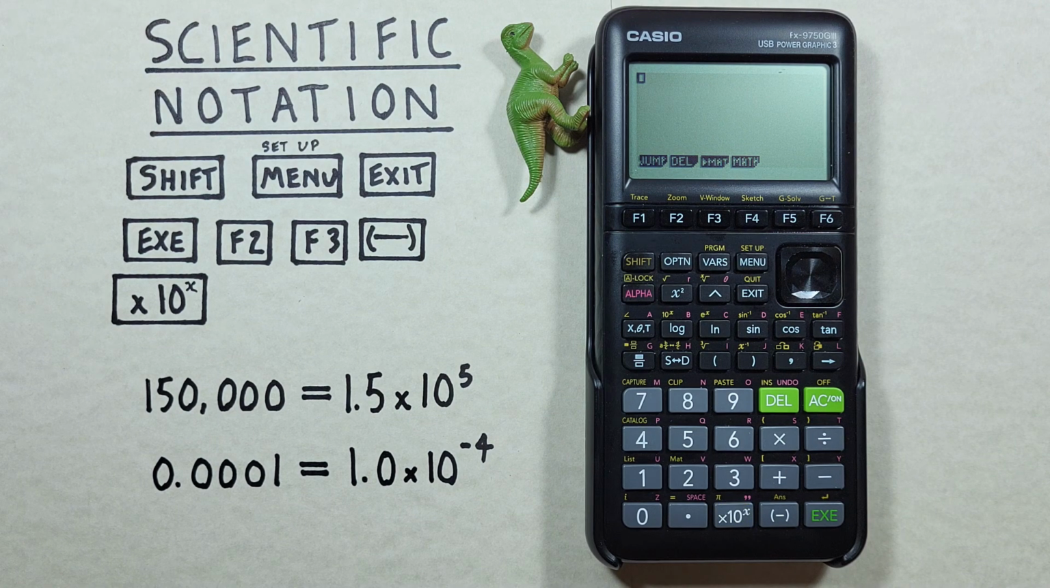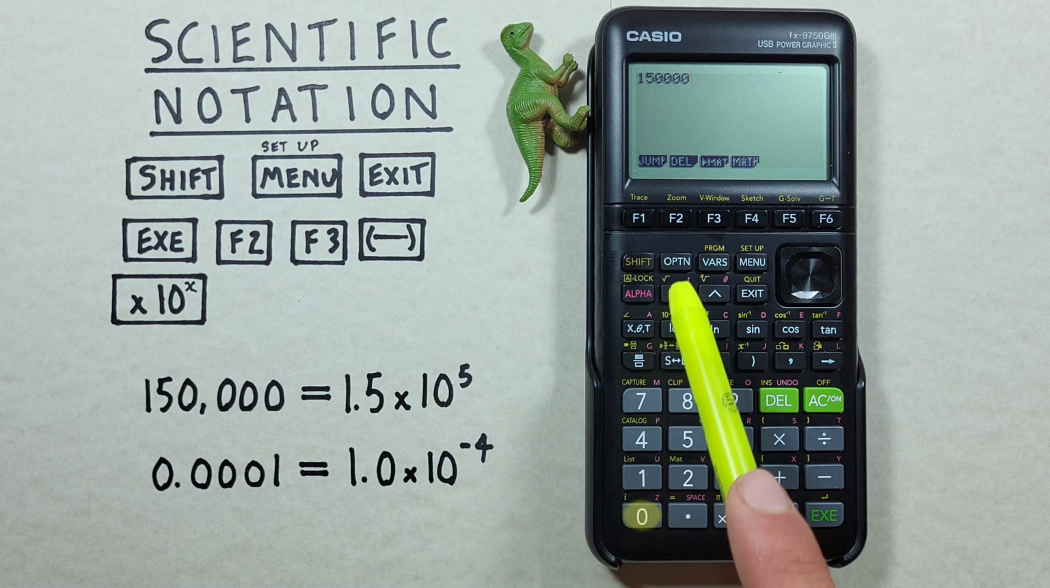Scientific notation is used for writing either really large or really small numbers in a more manageable way. An example of this would be writing 150,000 as 1.5 times 10 to the power of 5. If we were given a number like 150,000 and wanted to convert that to scientific notation with our calculator, what we would do is first enter it on our calculator. So 150,000.